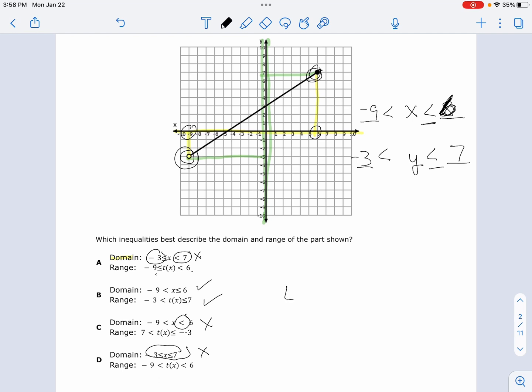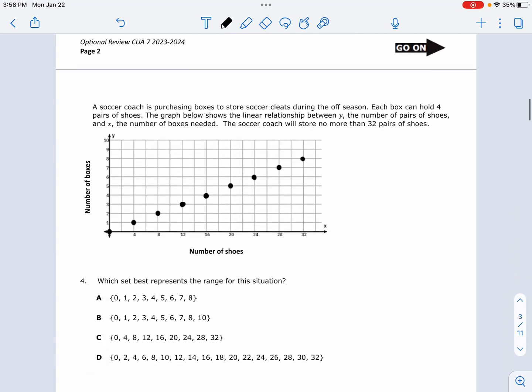Now, guys, don't get confused by f of x. That's the same thing as saying Y, okay? And we did functions back in the first semester. Same thing. So B is my correct answer.